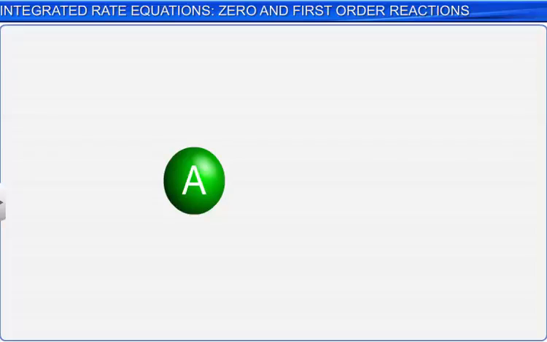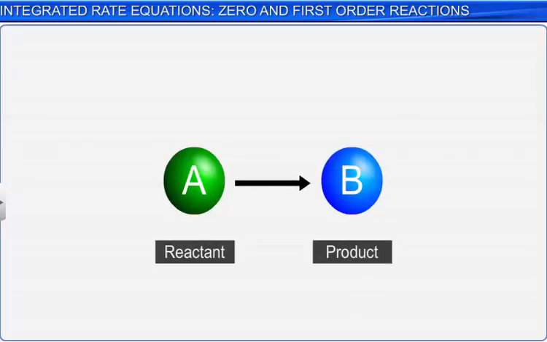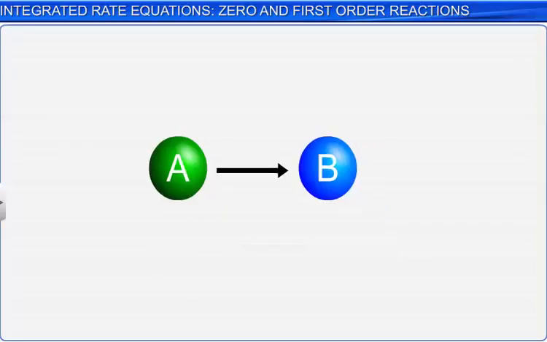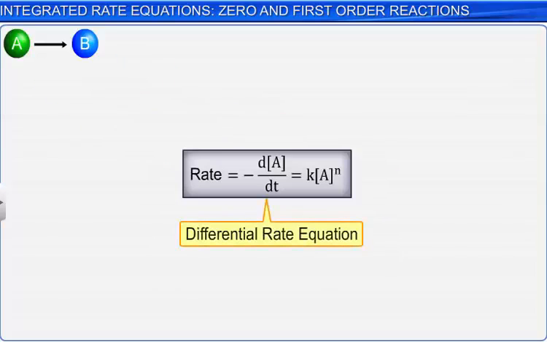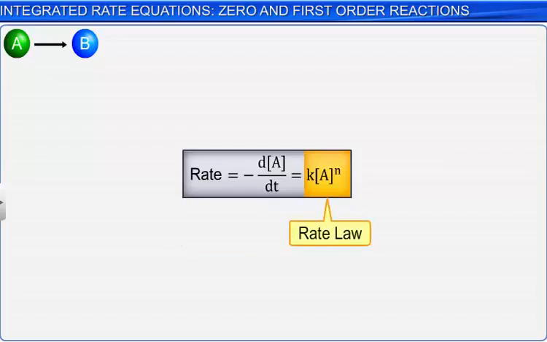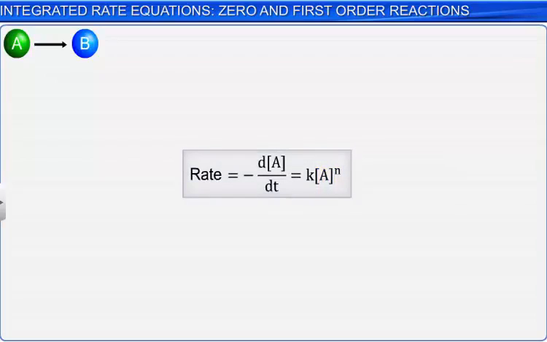Consider a simple reaction in which reactant A gives product B. Using the differential rate equation and rate law, we can write the rate of the reaction in terms of the rate of disappearance of reactant A as minus dA by dt equal to k into concentration of A to the power n, where n is the order of the reaction with respect to A.